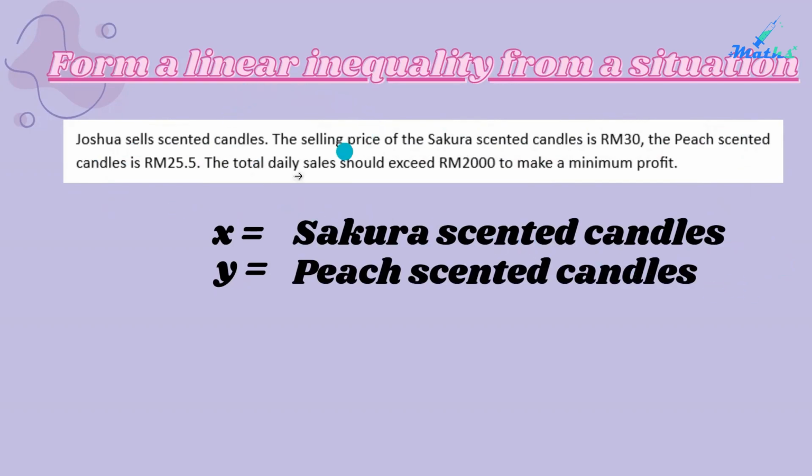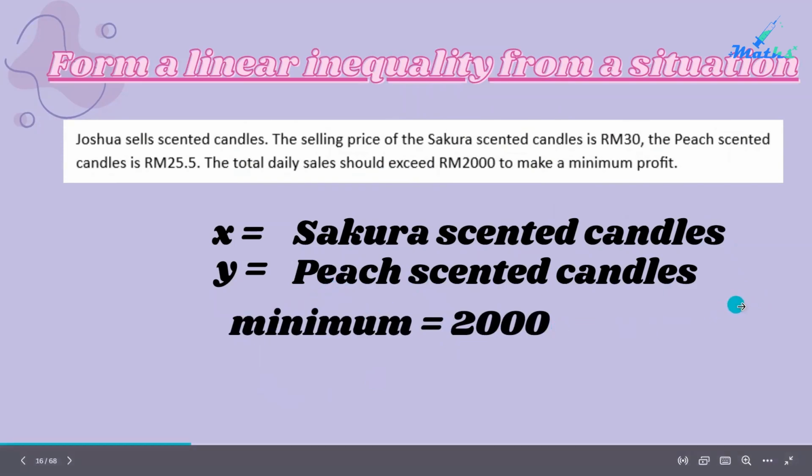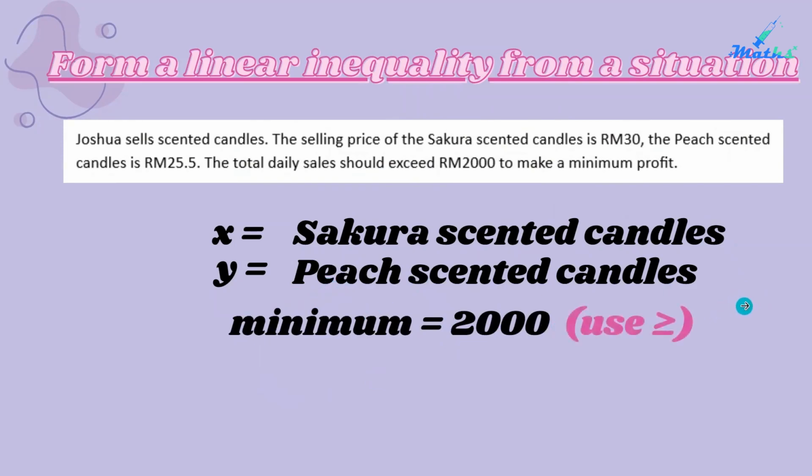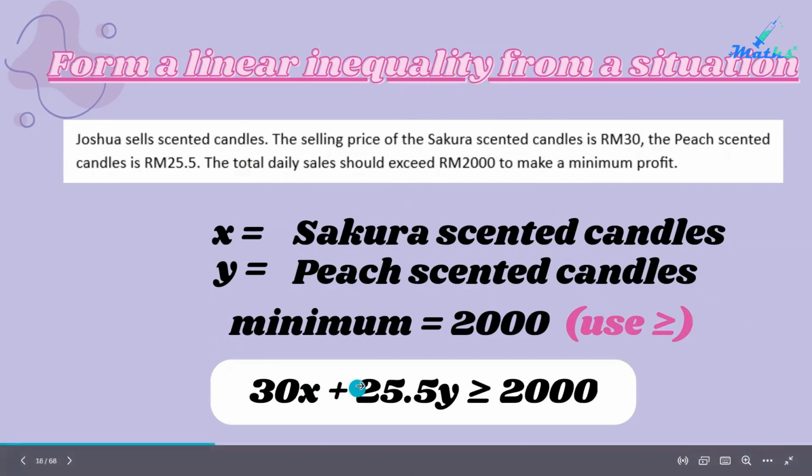Next we find the total. The total daily sales should exceed, and this is a minimum. So the minimum is 2,000. Since it's a minimum, we need to use more than or equal to. So the linear inequality should be 30x plus 25.5y more than or equal to 2,000.